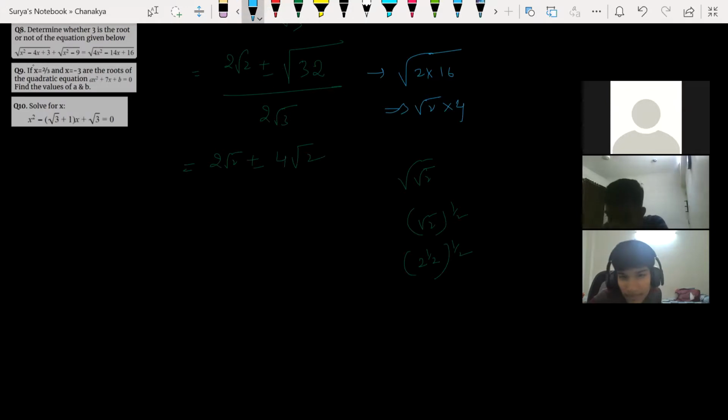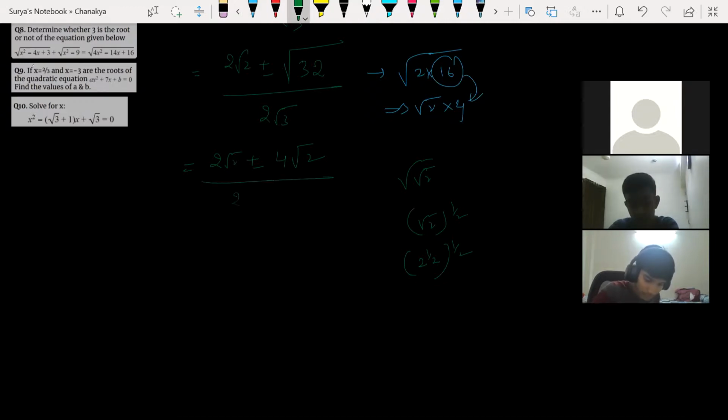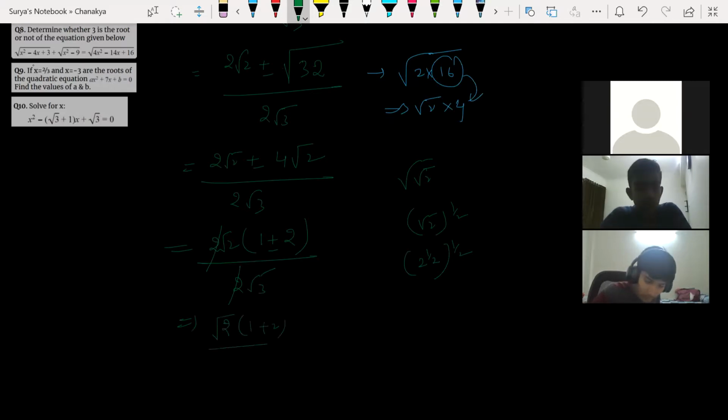So 32 can be written as 2 into 16, right? So root 2, root 16 means 4, I'm writing. So 2 root 2 plus or minus 4 root 2 divided by 2 times root 3. Can I take root 2 common or 2 root 2 common? If I take 2 root 2 common, what am I going to remain with? 1 plus or minus 2, isn't it? Divided by 2 root 3. The 2 will get cancelled. What am I going to remain with now? So root 2 times 1 plus 2 divided by root 3, or root 2 times 1 minus 2 divided by root 3.